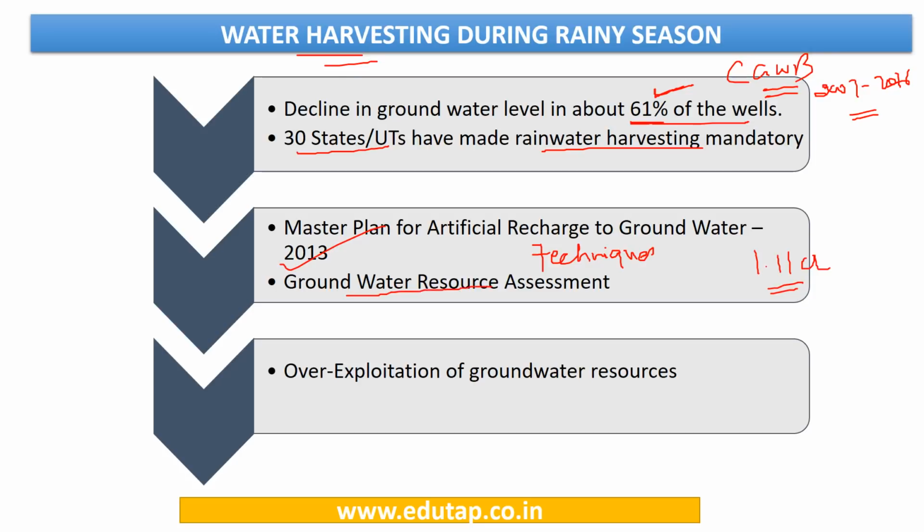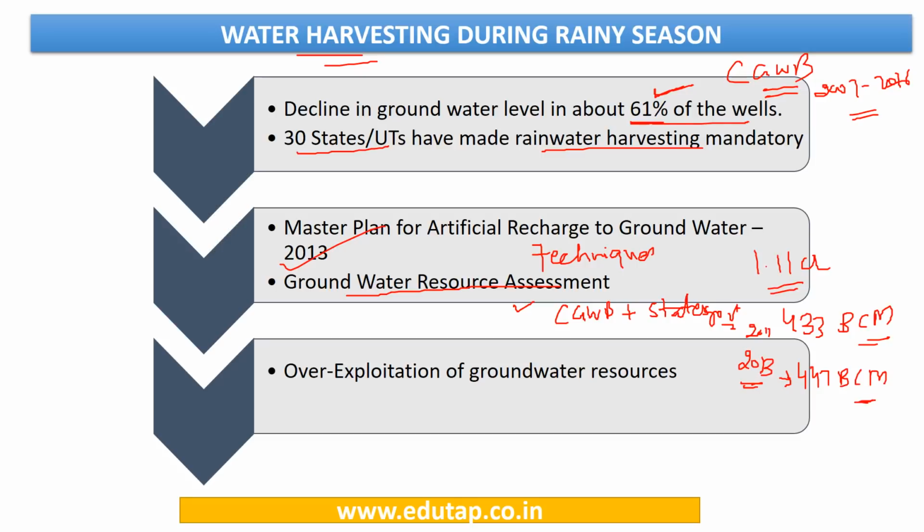Similarly, groundwater resource assessment is being done across the country periodically, carried out by the Central Groundwater Board as well as state governments. The total annual replenishable groundwater resource in 2011 was 433 billion cubic meters, and as per the latest one of 2013, this has increased slightly to 447 billion cubic meters.